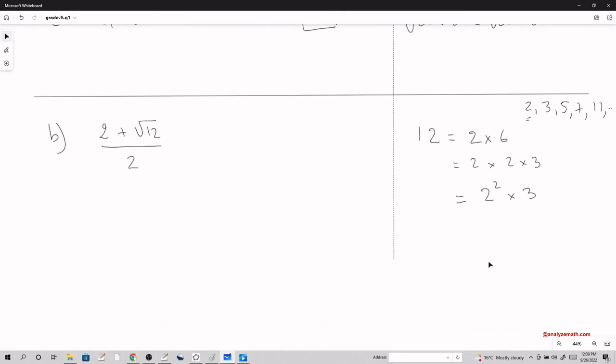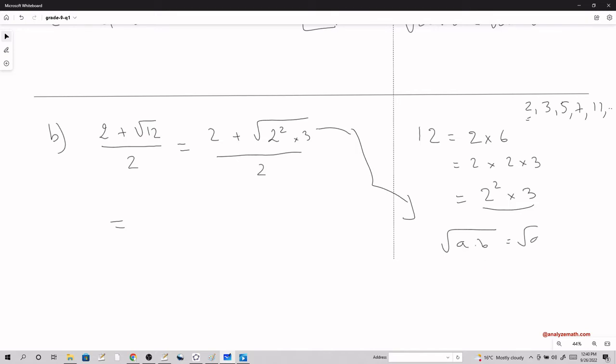Now let's go back to our expression, see what we can do. So this is equal to 2 plus square root of 12. 12 we substitute by 2 power 2 times 3, over 2. Now here we have the form square root of AB, which we can split as we said before. So that gives me 2 plus square root of 2 squared, times square root of 3, over 2. Now the square root of a perfect square.